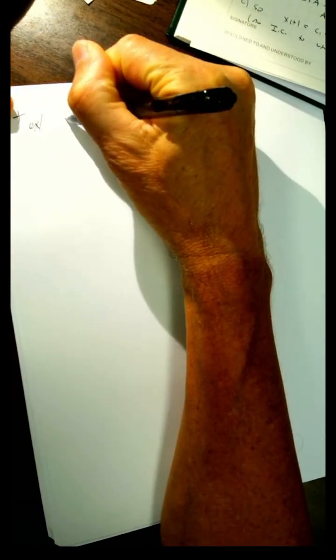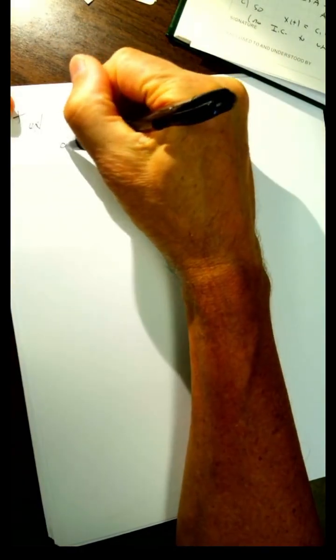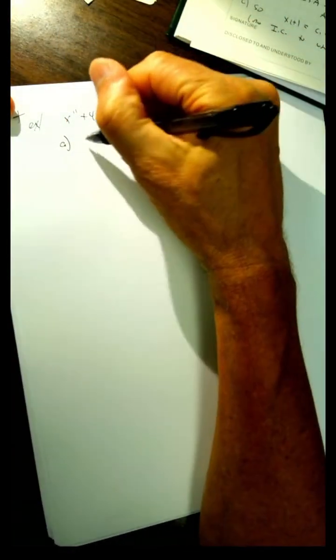Okay, we're going to go through and just work through some examples. First example, x double prime plus 4x prime plus 4x equals 2t squared. First step, do the homogeneous.